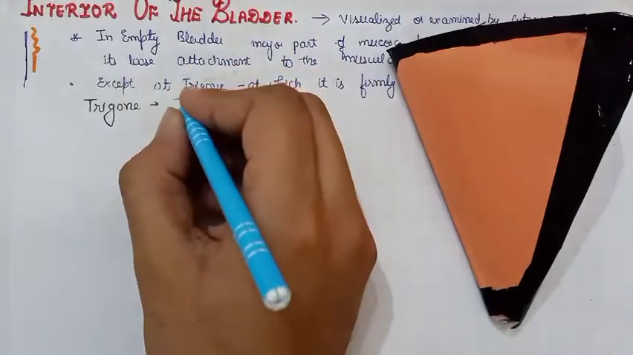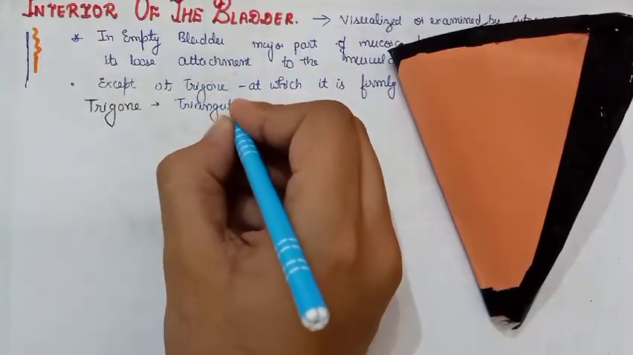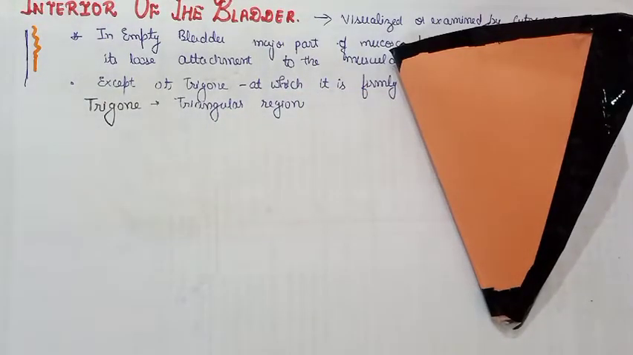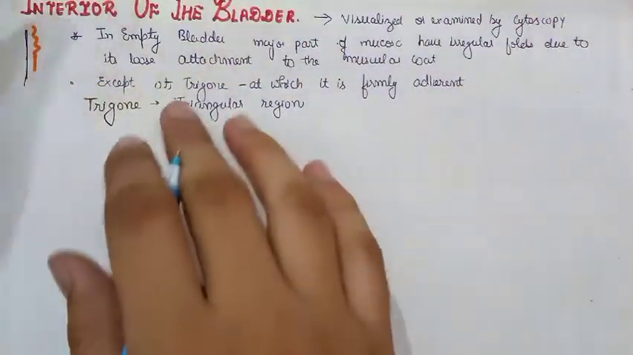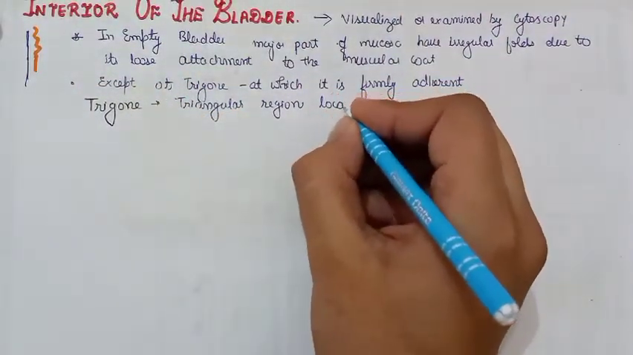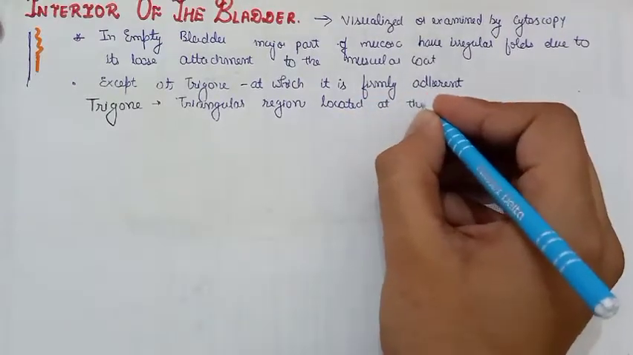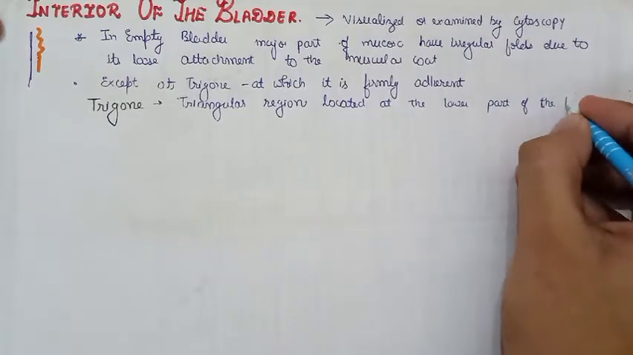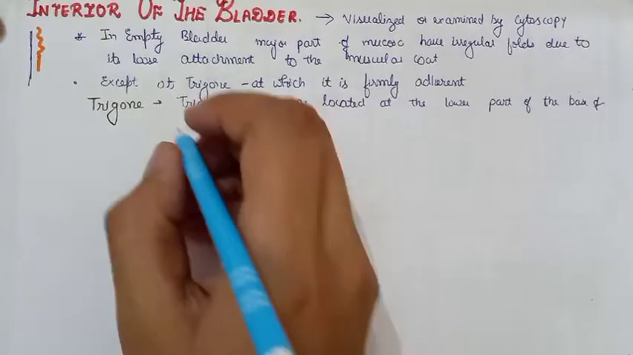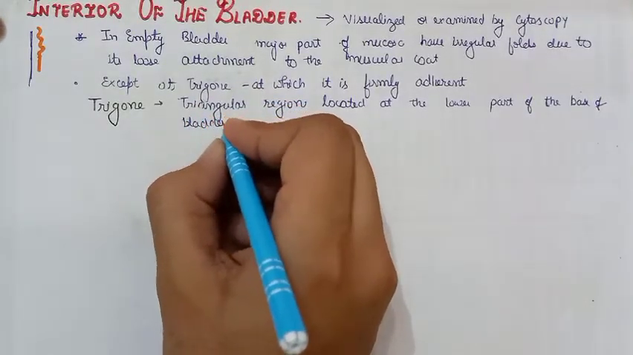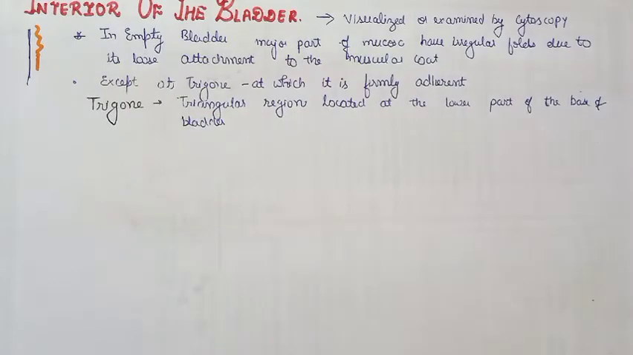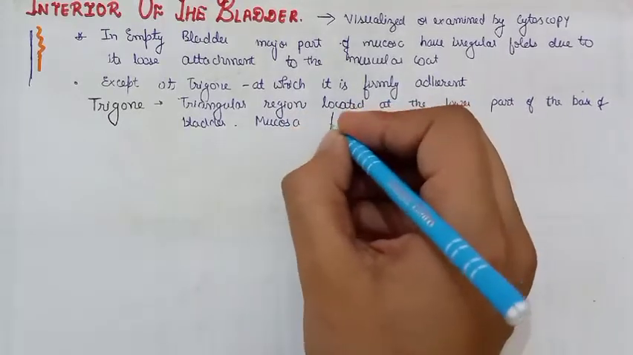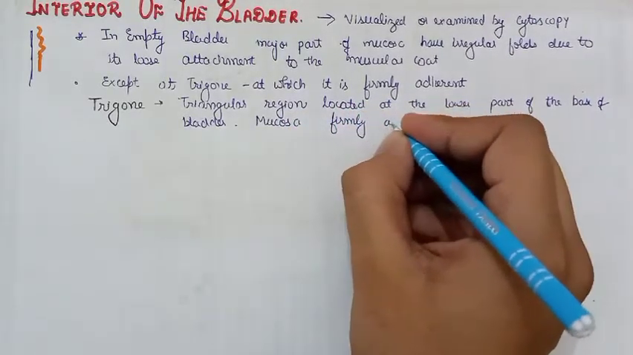So trigone is a triangular region located at the lower part of the base of the bladder, where the mucosa is firmly adherent. So in this area we have mucosa firmly adherent.